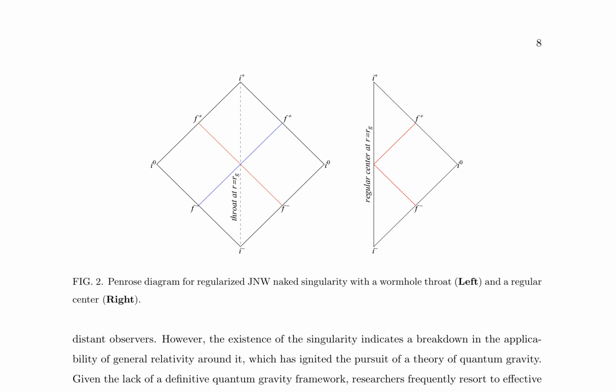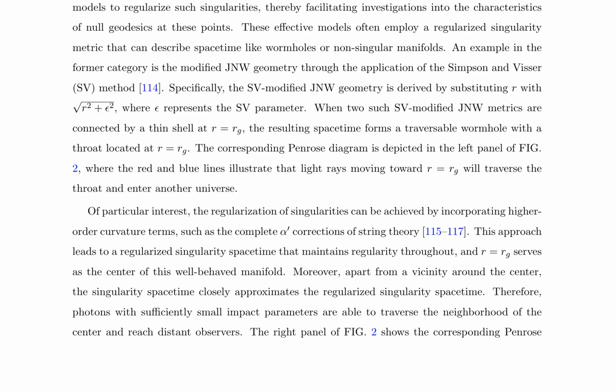One such model is the modified JNW geometry, derived using the Simpson and Visser (SV) method, which substitutes R with the square root of R squared plus epsilon squared, where epsilon is the SV parameter. When two SV modified JNW metrics are connected by a thin shell at R equals Rg, a traversable wormhole forms with a throat at r equals rg. The resulting Penrose diagram, depicted in Fig. 2, left panel, shows light rays traversing the throat and entering another universe.